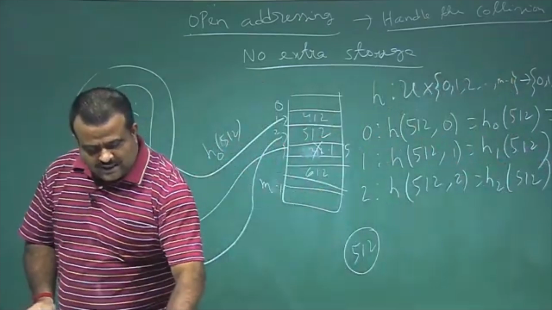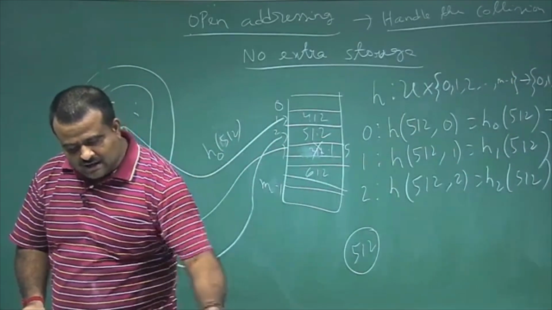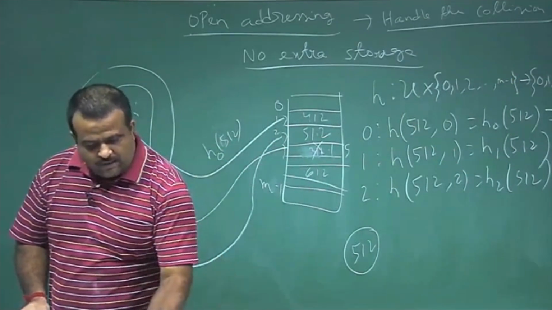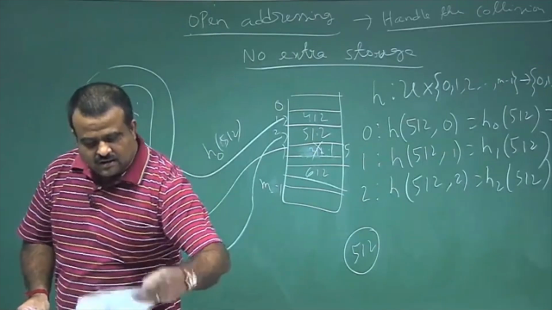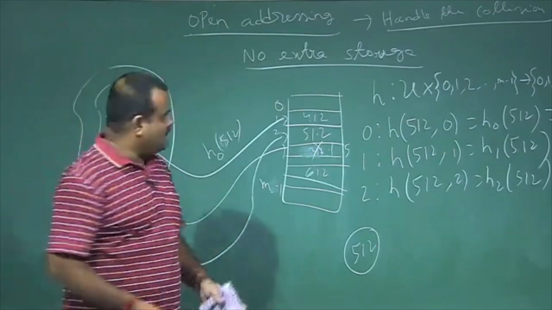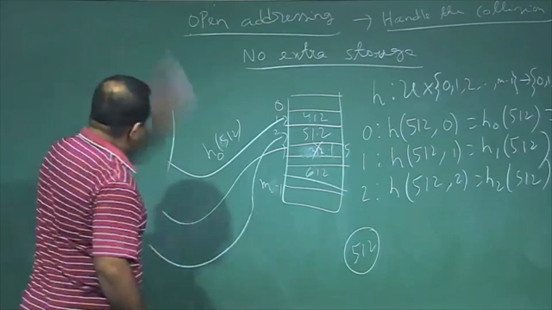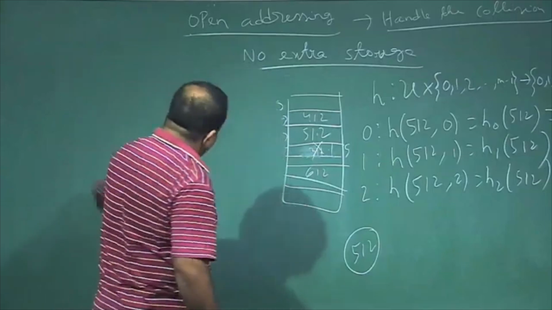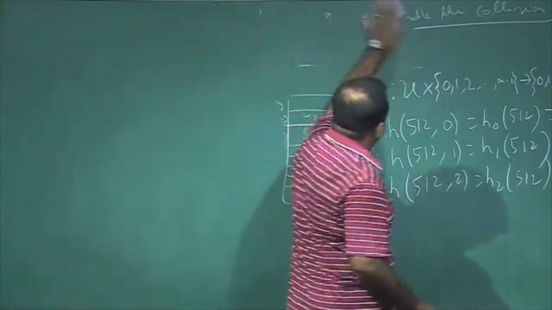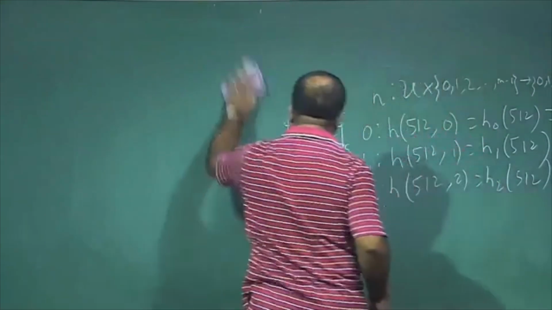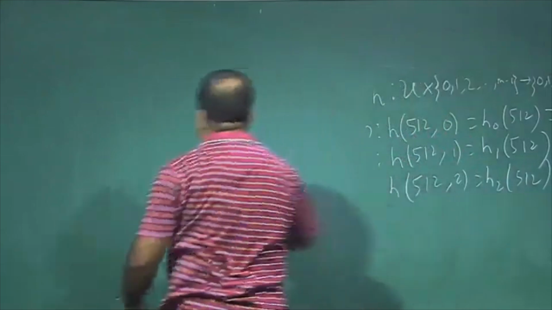Now let us analyze this probing strategy, the open addressing strategy, and then we will take some examples of probing. The first example is linear probing.